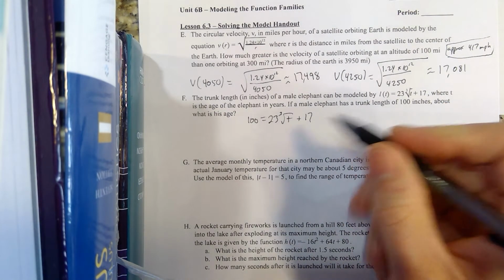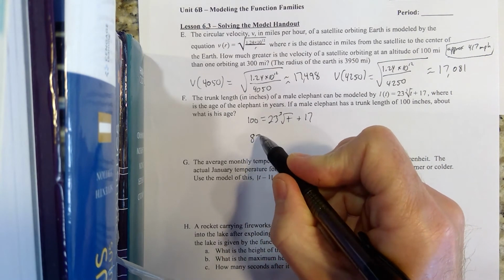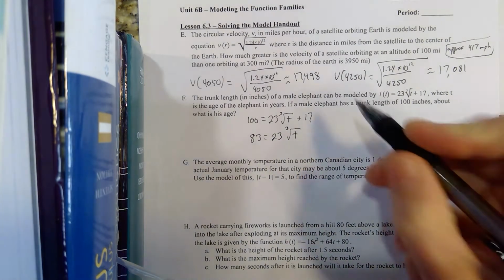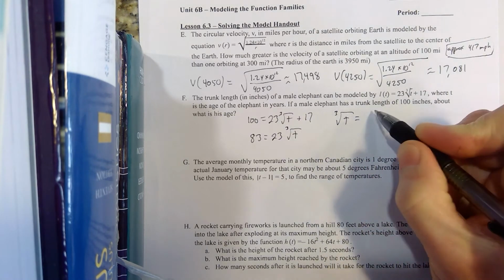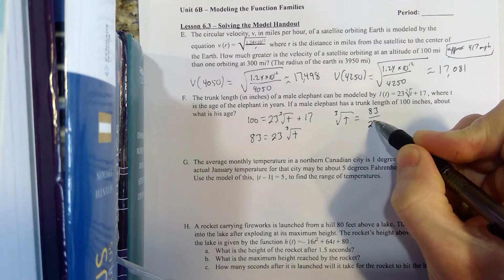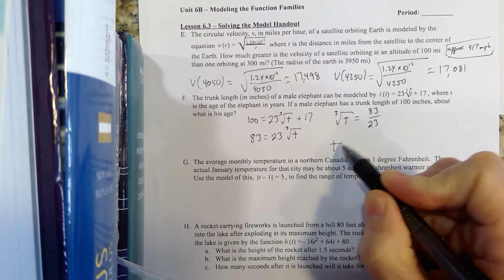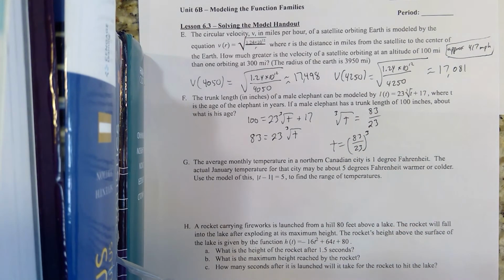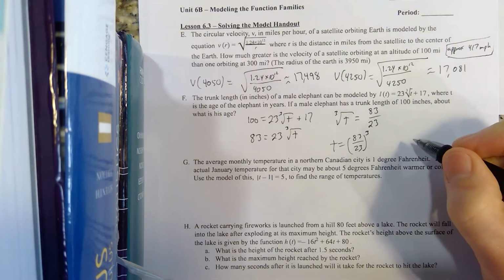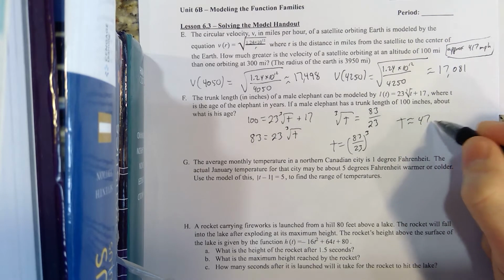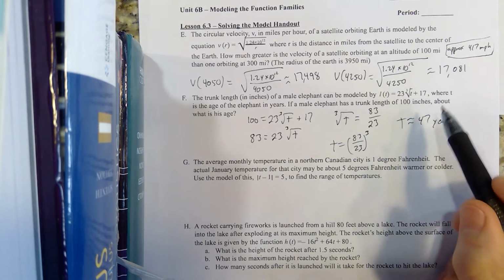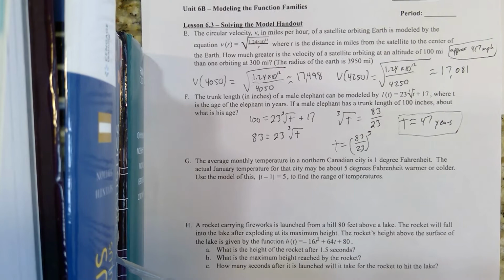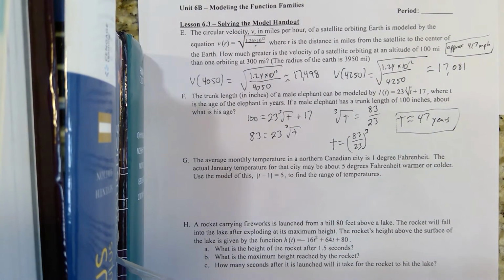So solve that, subtract 17. Divide by 23. And now cube. Okay, working that out, we'll get approximately 47 years, which is actually a reasonable answer for the age of an elephant, right? If you got something like 500, you'd go, oh, this is kind of nonsensical, but that actually will make sense, so that's reasonable.